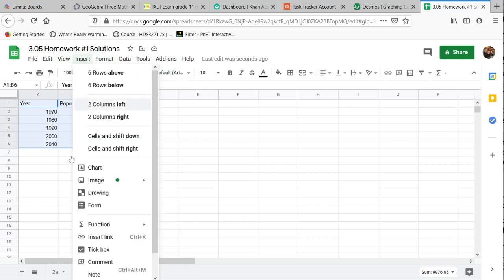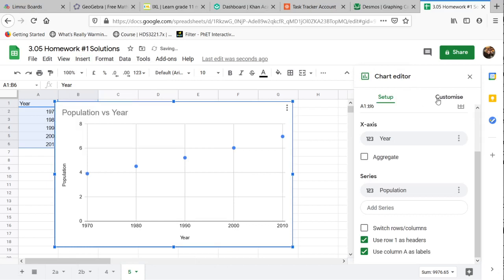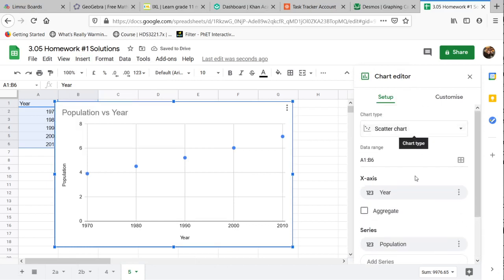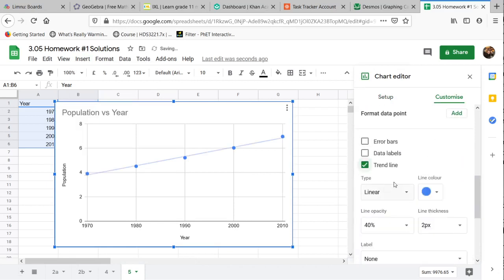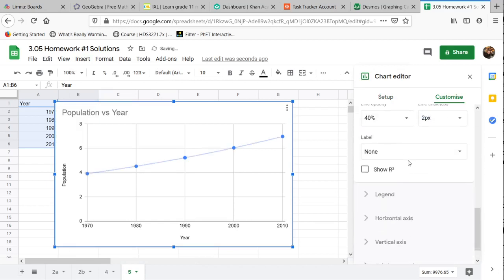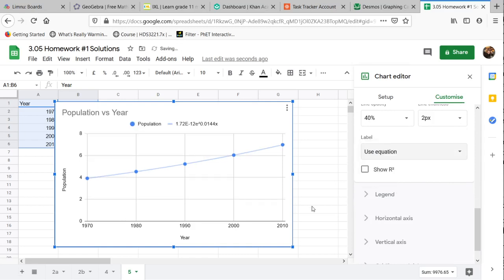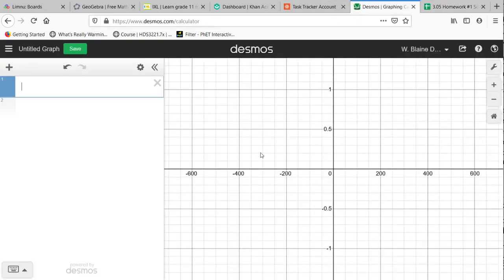We are going to graph it as a scatter plot. We are going to do an exponential trend line. So here we go. We now have an equation that predicts our exponential growth: 1.7 times 10 to the negative 12 times e to the 0.0144x. This time I will plot that in Desmos.